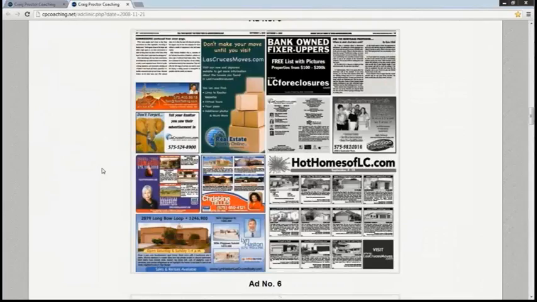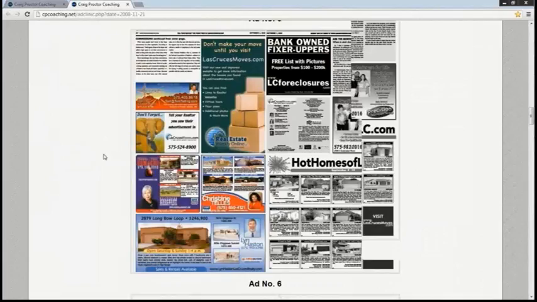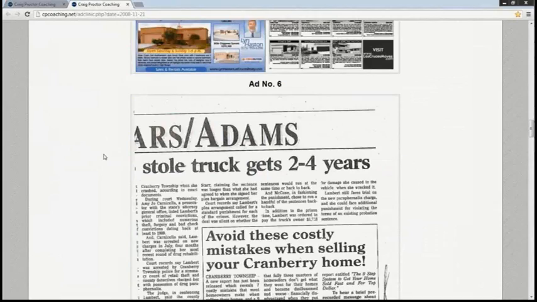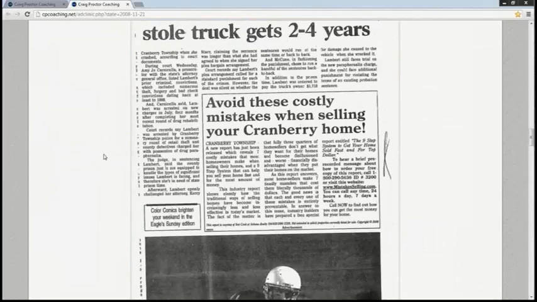Here's the next ad. Again, bank-owned fixer-uppers, free list of pictures. And in this one, they've included a price range. They're really trying to capture those prospects looking between 100 and 200. So they understand that although they are eliminating anybody below 100 or above 200, they're purposely eliminating those prospects. What they are doing is really calling out and grabbing by the throat all of those prospects they're looking to attract between 100 and 200. It becomes even more compelling to those prospects because of the price range.